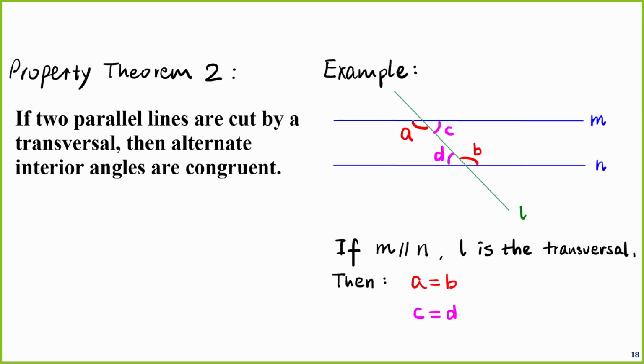The second property theorem states that if two parallel lines are cut by a transversal, then alternate interior angles are congruent. For example, on the right, if line M is parallel to N, L is a transversal, then we have A equals B and C equals D. Alternate interior angles are congruent.